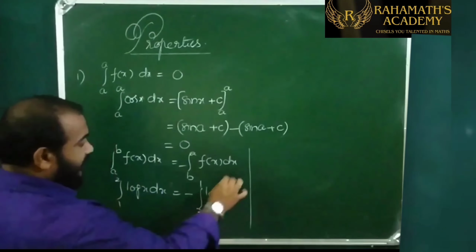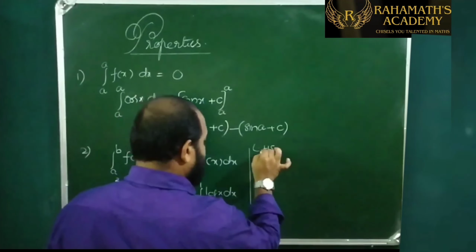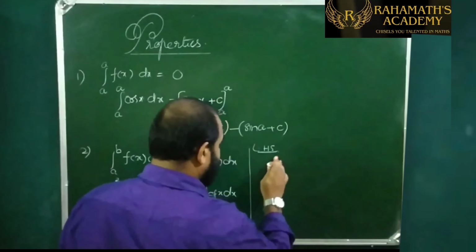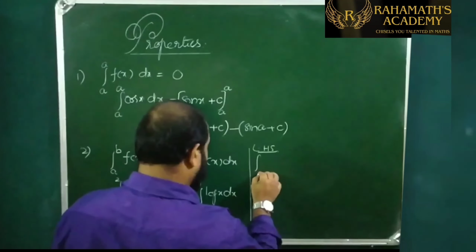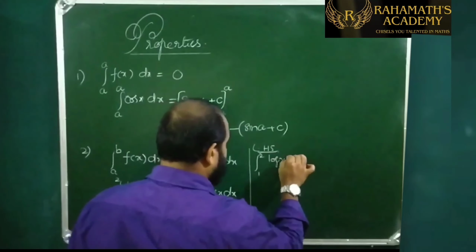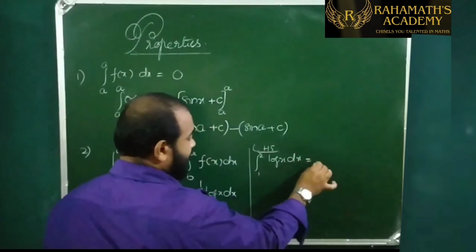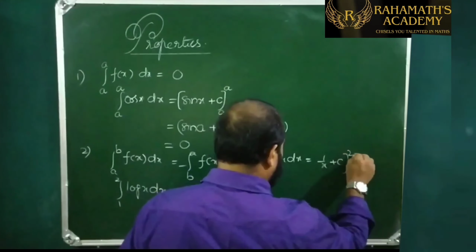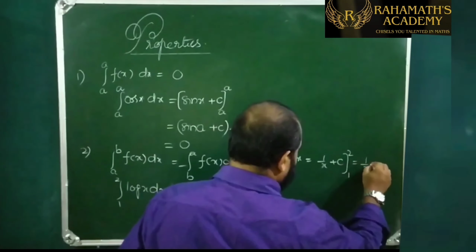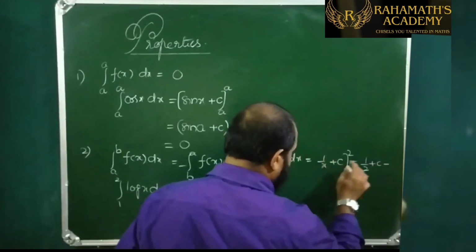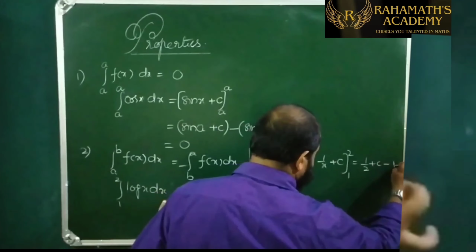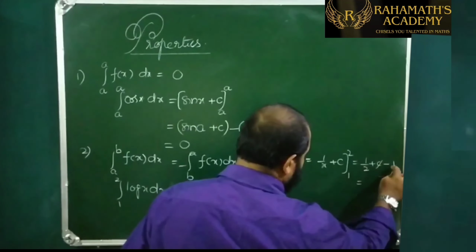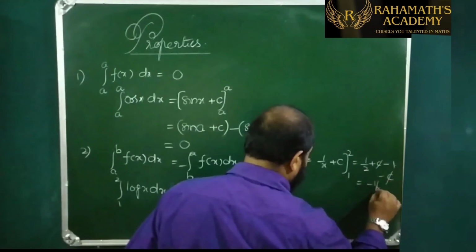if you take the LHS, the integral of log x dx is 1 by x. LHS is the integral from 1 to 2 of log x dx. So the integral of log x dx is 1 by x plus c. So from 1 to 2, 1 by 2 plus c minus of 1 by 1 plus c. So c gets cancelled. 1 by 2 minus 1 is minus half.